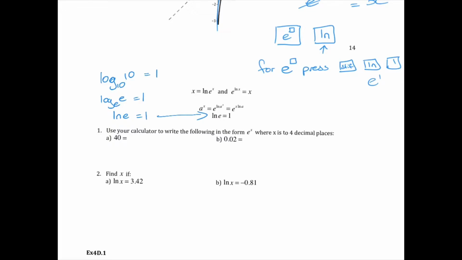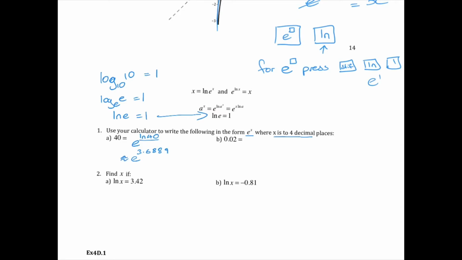Use your calculator to write the following in the form e to the x. 40 equals e to the ln 40. Do you agree? Why is that true? E and ln cancel out, right? But they said they want it in the form e to the x where x is a decimal. So what do I want to actually put in my calculator? ln 40. I want to know what ln 40 is as a decimal. So can you put ln 40 in your calculator? 3.6889. Well, I just wanted the power as a decimal. That's all they're asking for.